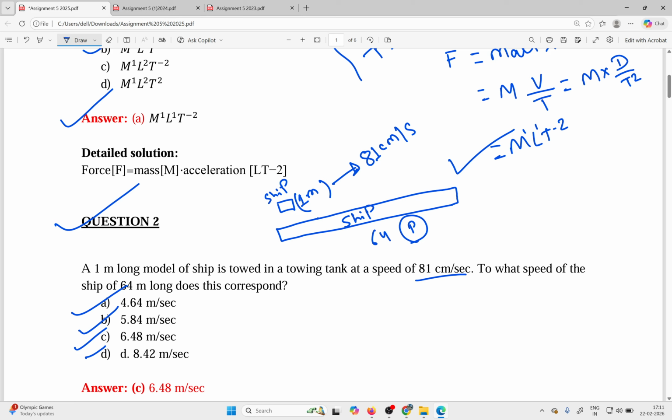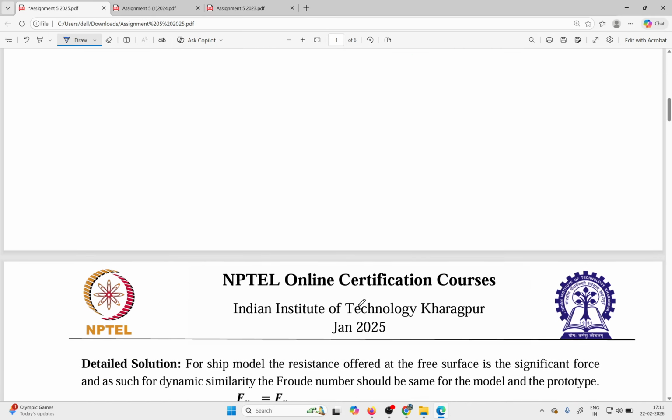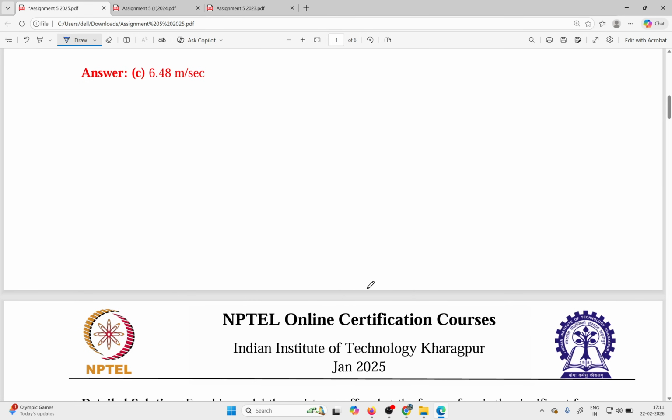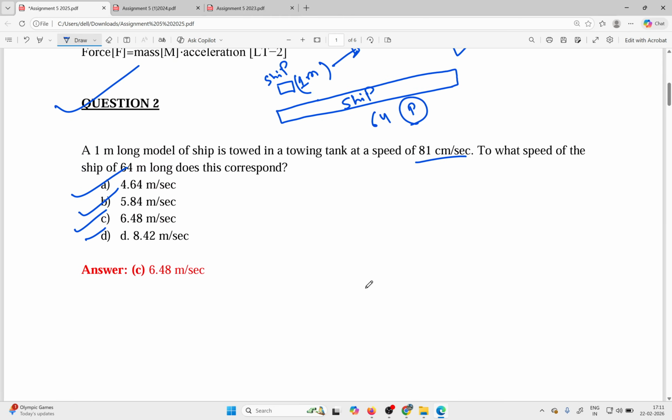So here you need to apply the Froude number similarity. But how will you apply the Froude number similarity? Let me explain here. Here we have the space. So for the dynamic similarity, why are we applying the Froude number similarity here?